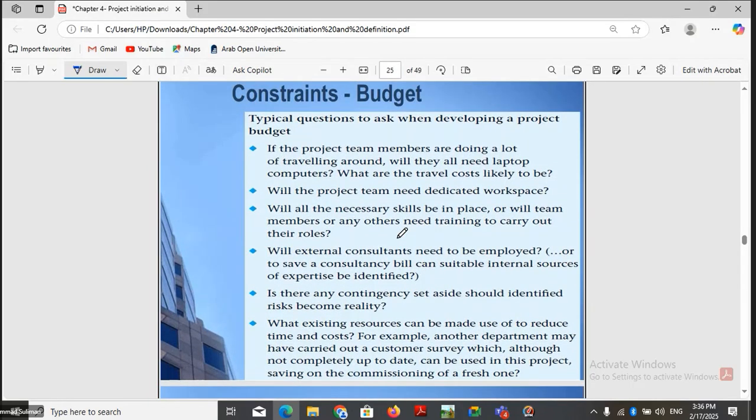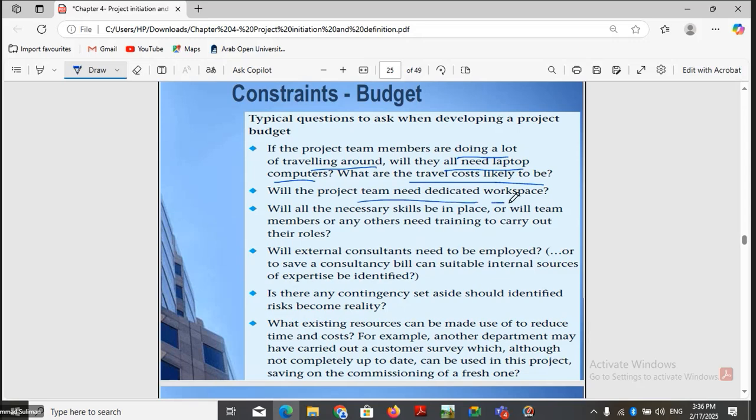Okay, how can we calculate the budget? There are some factors that we may consider to calculate the project budget. For example, if the project team members are doing a lot of traveling around, they may need some money for traveling purposes. Will they all need laptops and computers? Okay, there will be traveling cost, right?